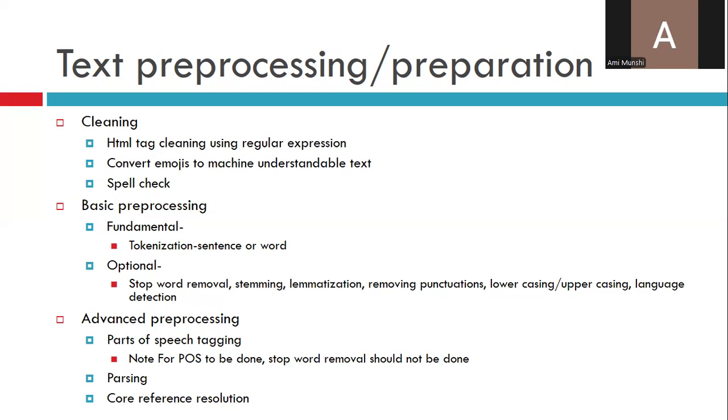Then we go to further pre-processing and take steps like tokenization, sentence tokenization, or word tokenization. We will understand this with the help of an example in the following slides. And there are some optional pre-processing techniques, like you might want to remove stop words. You might want to do stemming and lemmatization, removal of punctuation, normalization of the text, etc. So these steps are also done. We will learn about all these steps in detail in the following slides. Some advanced pre-processing steps could be parts of speech tagging, or parsing and co-reference resolution.